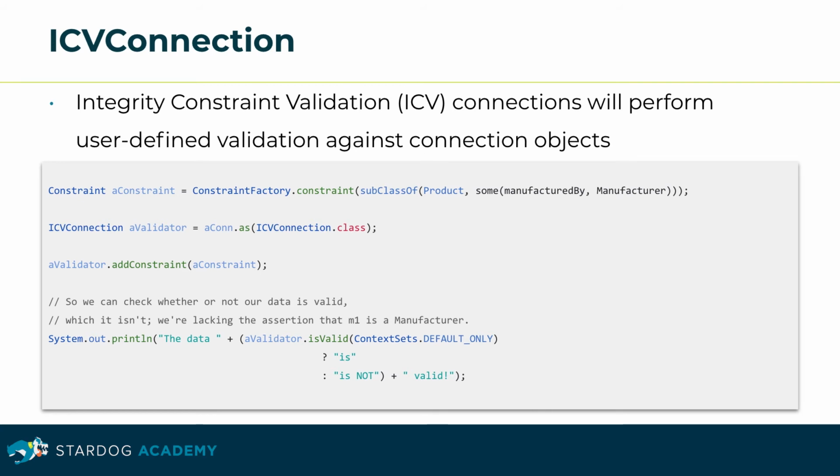In this example, you can see the constraint factory has a Fluent constructor for making a constraint. You can also use different parts of the constraint language, like subclass of products, to create a constraint. From there, we can add the constraints to the validator, which was pulled from our connection object, and down at the last line, we can check if the data is valid or not, and print the results.